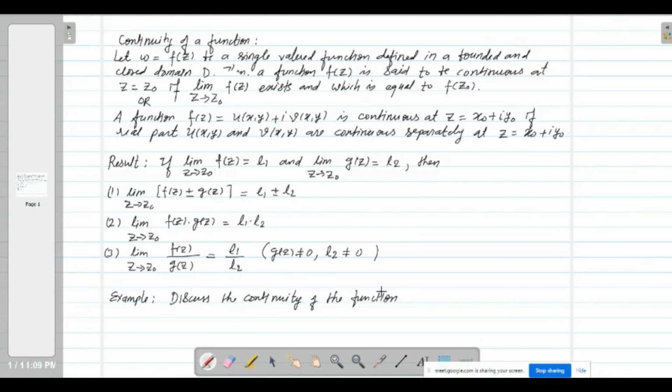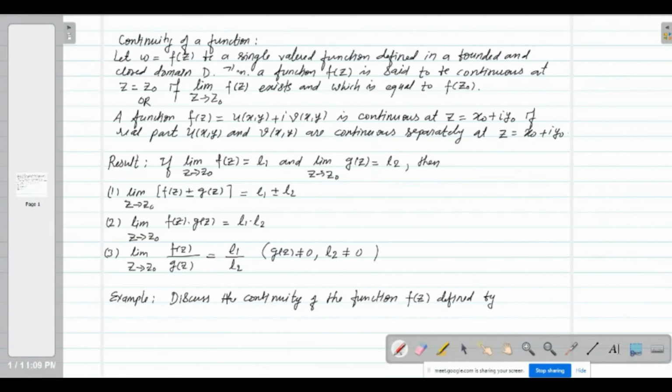Discuss the continuity of the function f of z defined by f of z. f of z is a function of z, and z is a function of x comma y, right? So f of z is a function of x comma y.